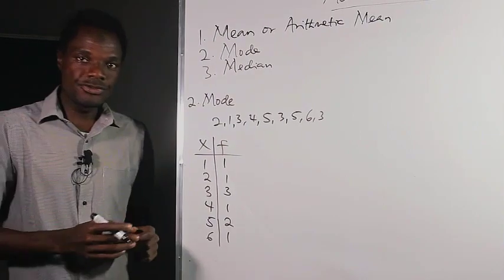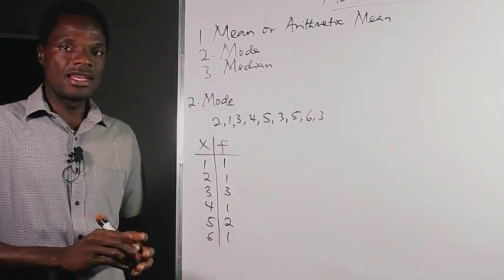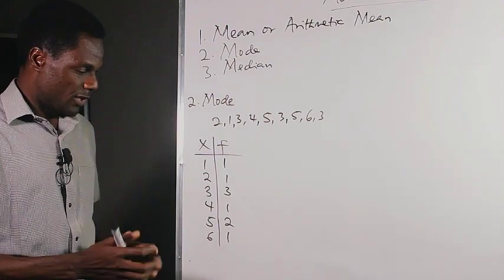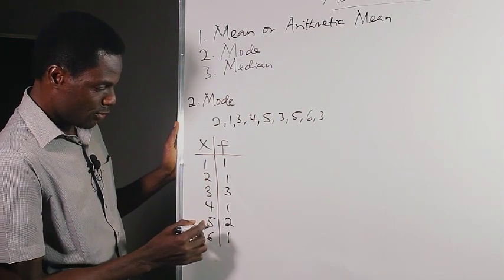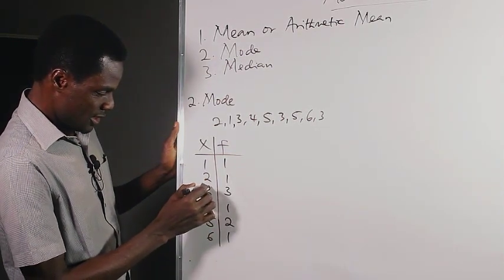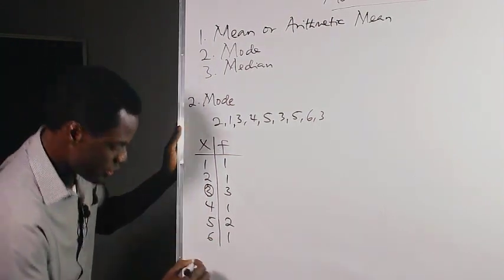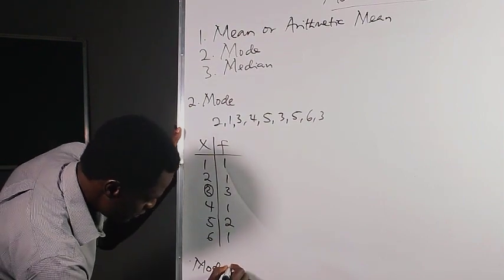So from this frequency table, we can easily locate any item that has the highest frequency. So based on the frequency, we can locate which one is our mode. So from here, we can understand that this 3 is our mode because it is the one that has the highest frequency.